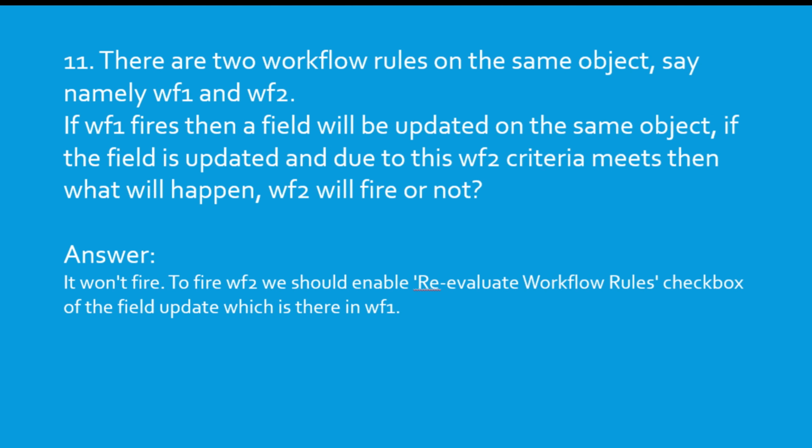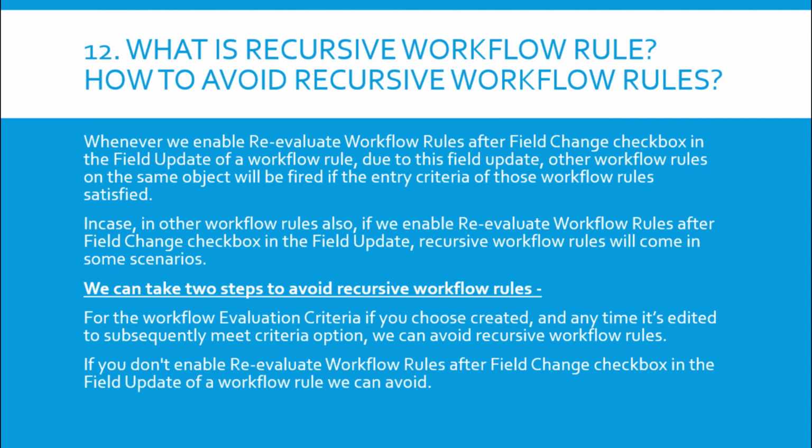11. There are two workflow rules on the same object, namely workflow 1 and workflow 2. If workflow 1 fires, then a field will be updated on the same object. If the field is updated and due to this workflow 2 criteria are met, will workflow 2 fire or not? Answer: it won't fire. To fire workflow 2, we should enable the Reevaluate Workflow Rules checkbox of the field update which is there in workflow 1.